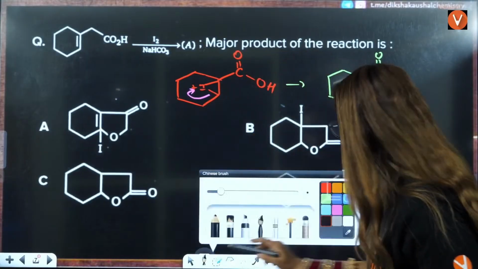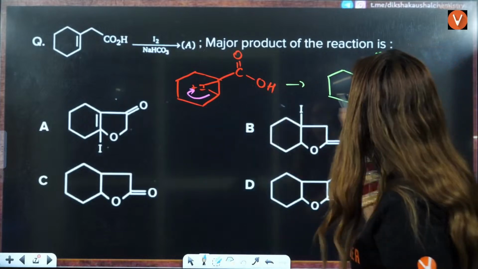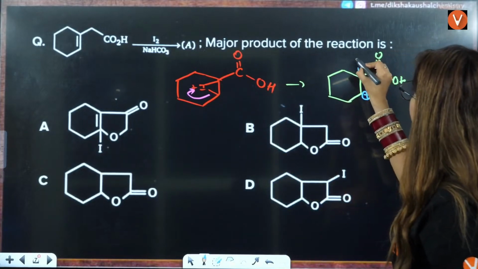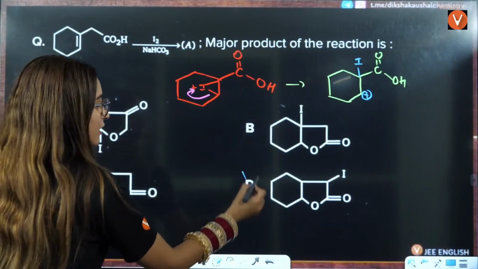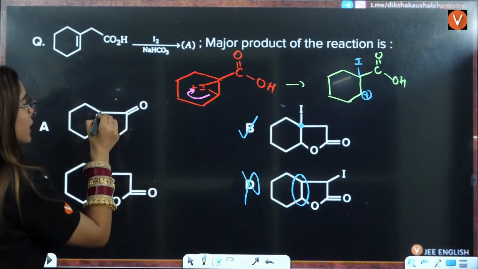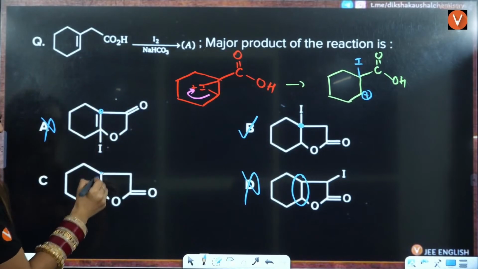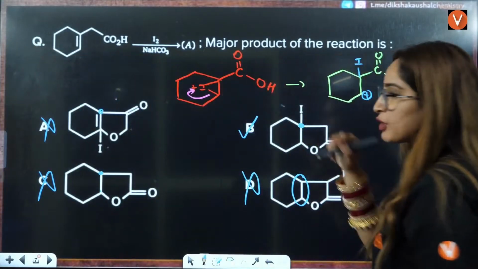Now students, what will happen here? Because the electron has jumped from this position, there will be a positive charge here. And here you will have I. Already you know that on this position, you have I only in B. Here you don't have I. So already you know the answer, but still, let us see how we are able to form this.